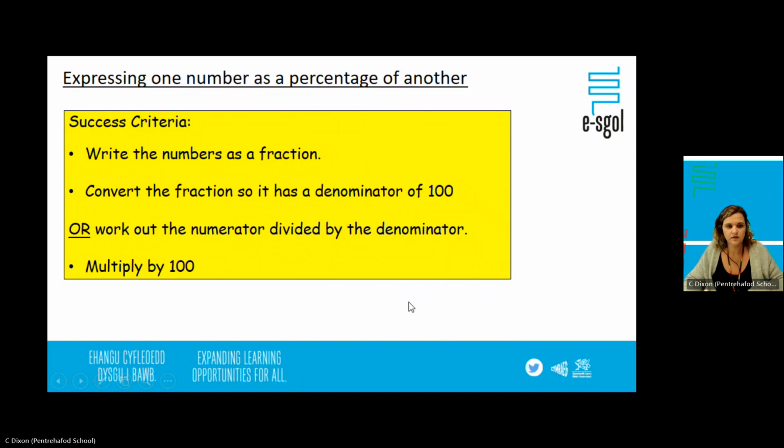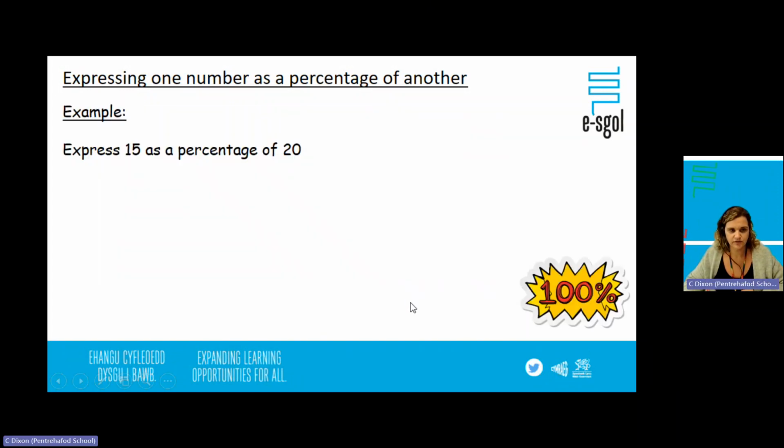So the first question I've got here is express 15 as a percentage of 20. The first thing in the success criteria was to write that as a fraction. So that is 15 out of 20. Now, because the denominator 20 goes into 100 quite nicely, it goes in 5 times, with no remainders, I can multiply the entire fraction by 5. That includes the numerator, which is the top, and the denominator, the bottom. So 15 multiplied by 5 is 75, and 20 multiplied by 5 is 100.